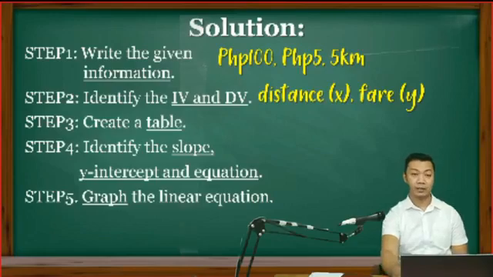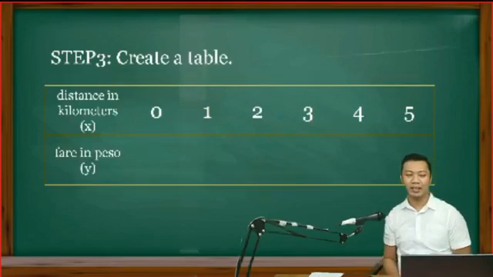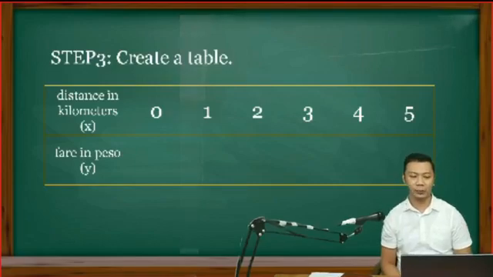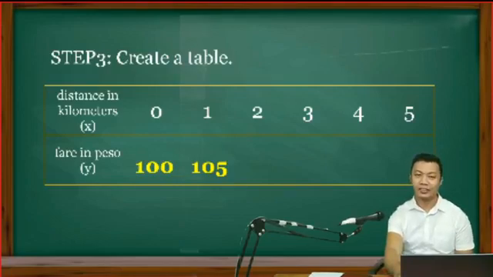Then the third one, let me show you the table. So we have to create a table, and the first row is the distance in kilometers represented by x. We have 0, 1, 2, 3, 4, and 5 in kilometers. Then how much are you going to pay for 0 kilometers? That's 100 pesos because that's our flag down rate. For a distance of 1 kilometer, you will add 5 pesos. So, the fare is equal to 105 pesos. Magbabayad kayo ng 105 pesos dun sa taxi driver.